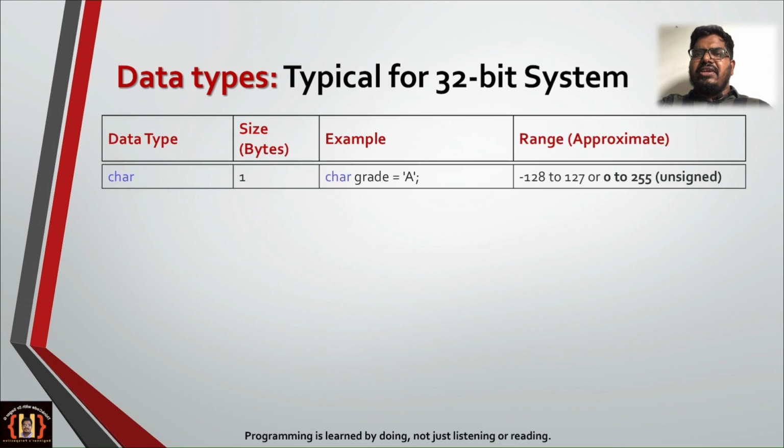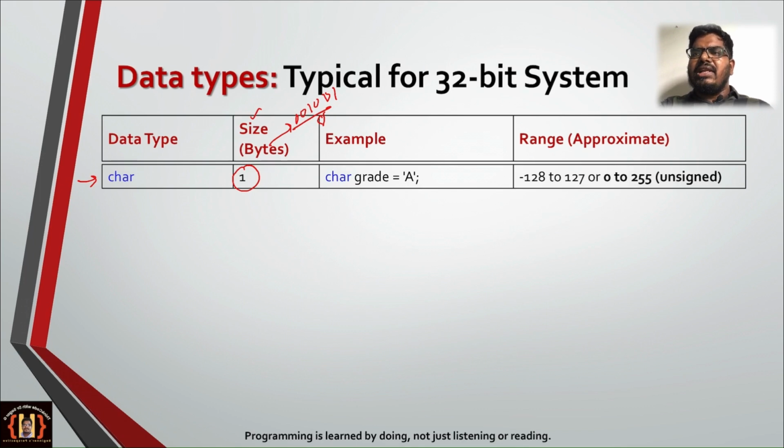First, let us see these data types, which are applicable to 32-bit systems. I'll tell you in a minute why we are emphasizing 32-bit architecture. The first type is the character data type, and it takes 1 byte. I already mentioned that 1 byte means 8 bits. So if you declare a variable as a character variable, it can store only 8 bits, that means 1 byte.